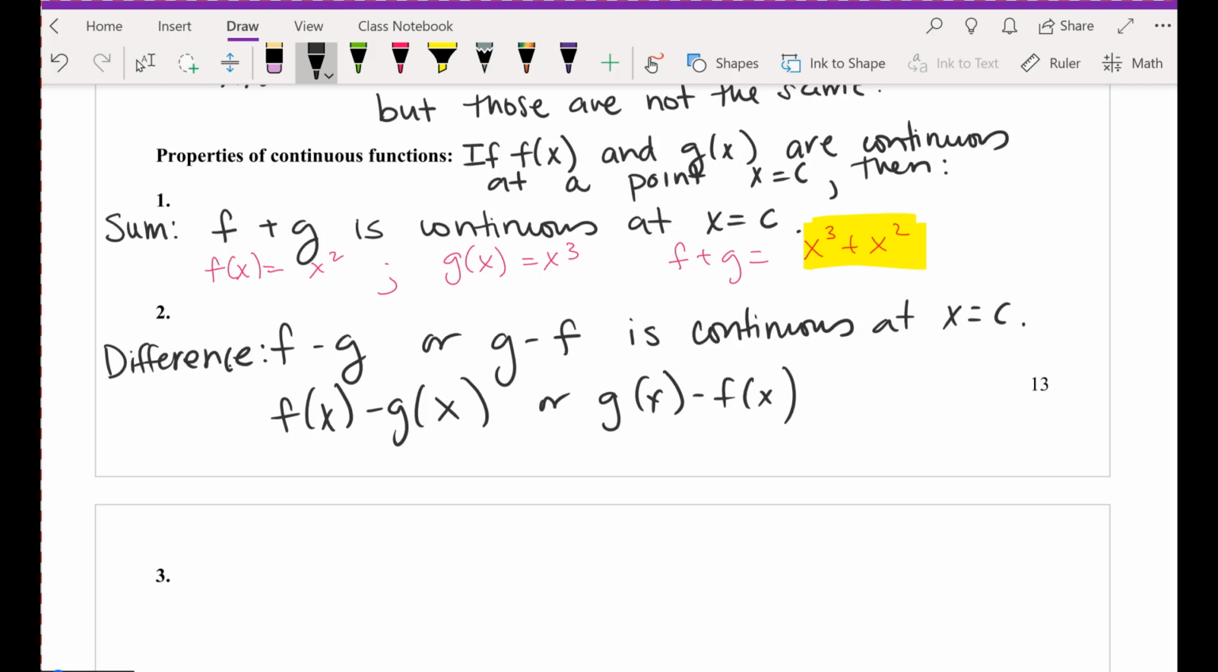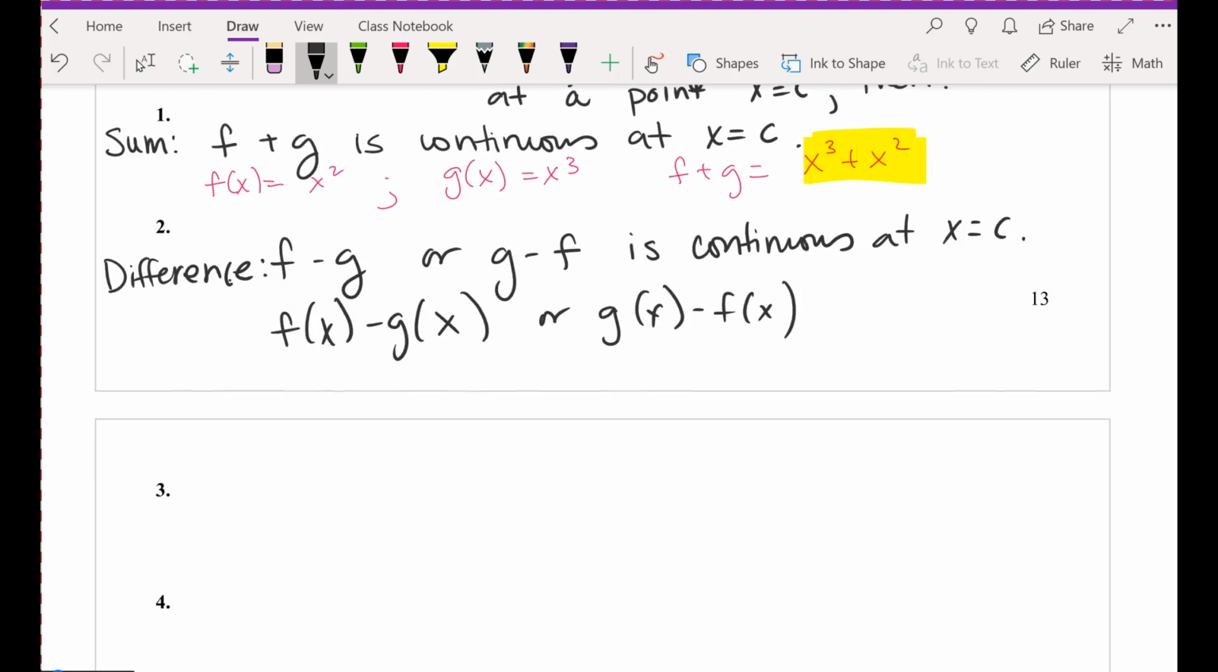Sorry, that is a difference, not different. Three, we are going to have the product. Same thing. If I multiply the two functions, f and g, okay, so f times g is continuous, okay, at x equals c as well.